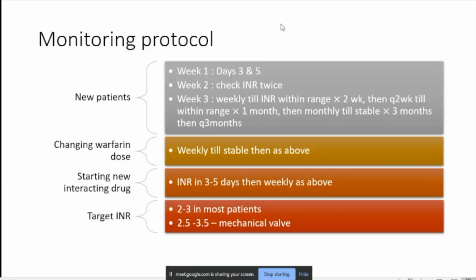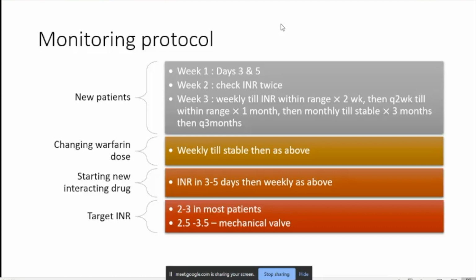We do that for 2 weeks. So now the INR reaches the range. For 2 weeks, we did weekly. Now what do we do? Now we go every 2 weeks, every 2 weeks till within the range. So we have to make sure that it's again within the range, and we do that for 1 month.